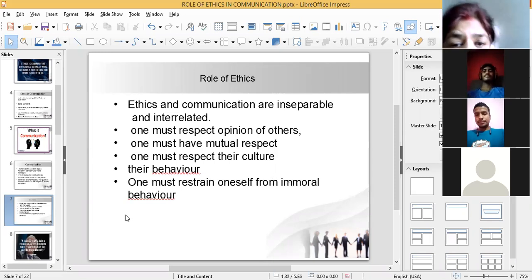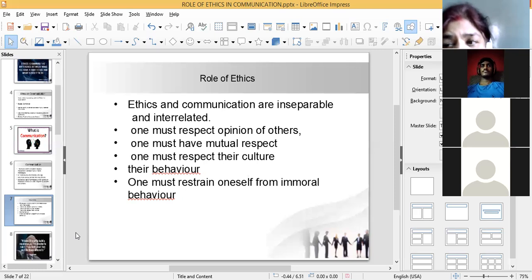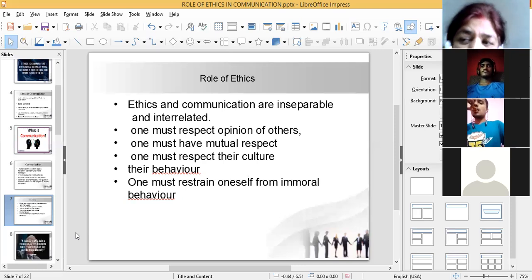So they are interrelated. So one must respect the opinion of others. It is possible that you may not agree with a lot of people all the time, but you cannot disagree with them all the time as well. What you have to do, listen to them, show respect. There has got to be respect for others. One must respect opinions of others. Even if you do not agree with them, listen to them. Why create a ruckus? Why indulge in an argument? That is never going to help. One must have mutual respect.